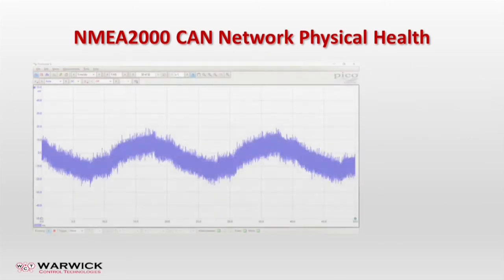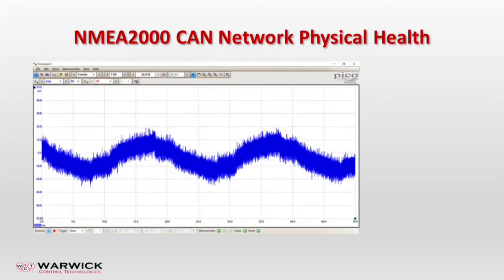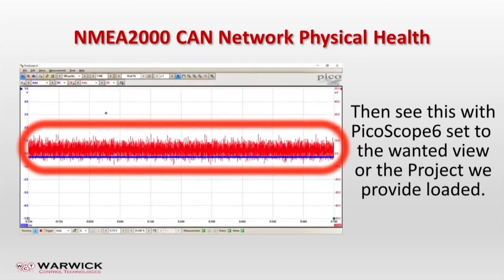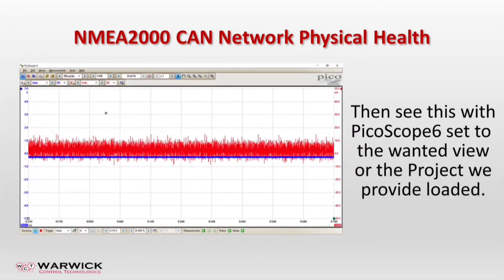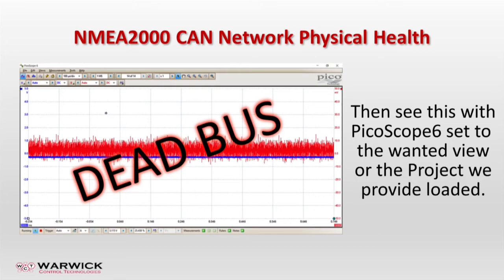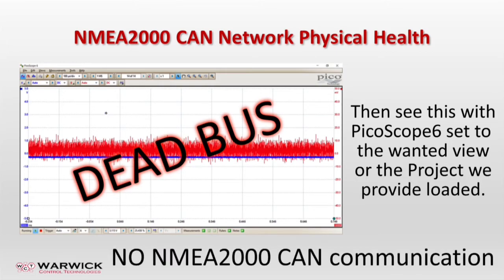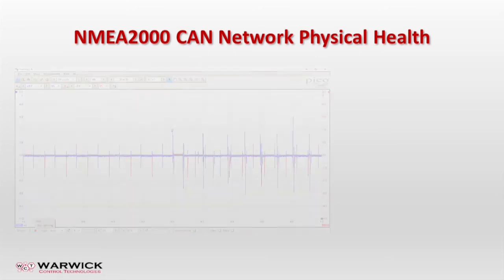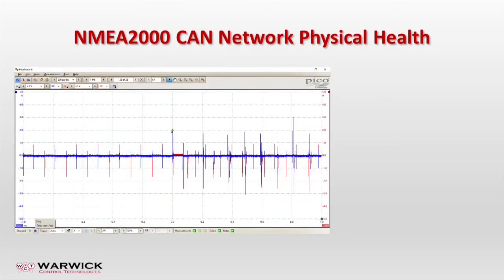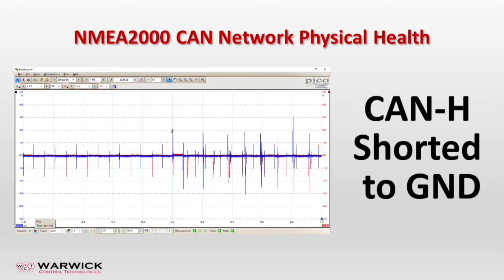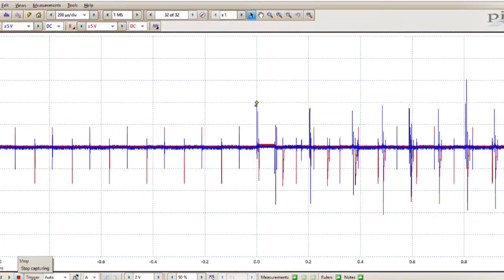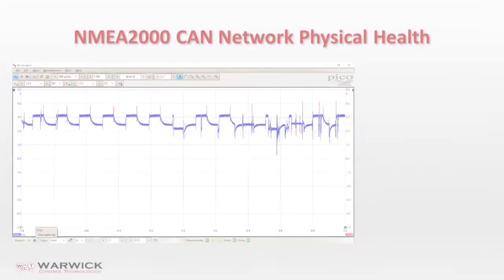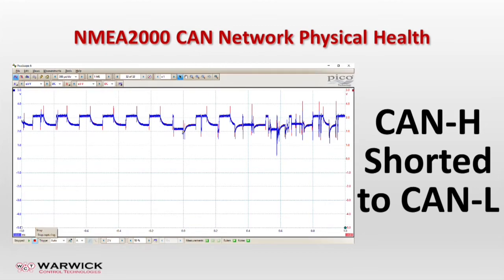When connecting using the Picoscope 6 software, if you see this when opening the Picoscope 6 program, and then this after loading the Picoscope 6 project, there are no NMEA2000 CAN devices communicating on the network at all. The other faults that only the Picoscope 6 software will show are CAN high shorted to ground, and the other fault is CAN high shorted to CAN low.